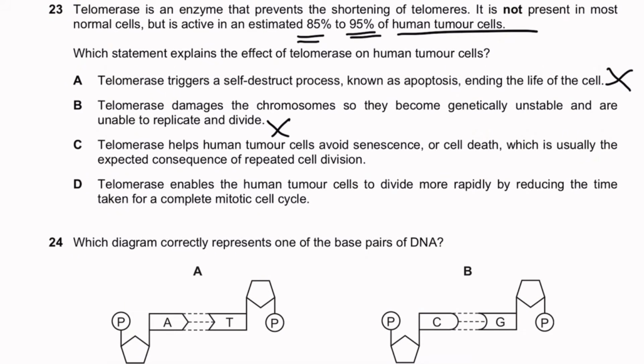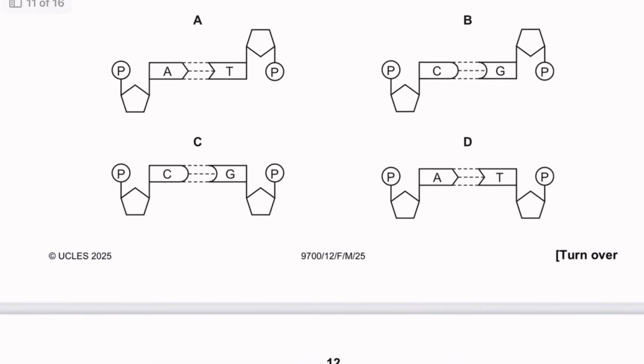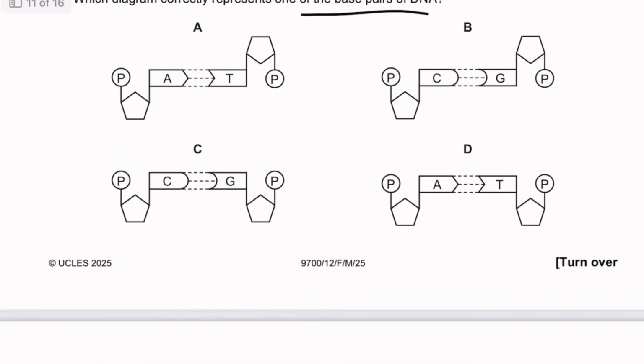Telomerase helps human tumor cells avoid senescence or cell death, which is usually the expected consequence of repeated cell division. Exactly. It helps to avoid cell death, which is also known as senescence, which is usually the expected consequence of repeated cellular division. Which diagram correctly represents one of the base pairs of DNA?